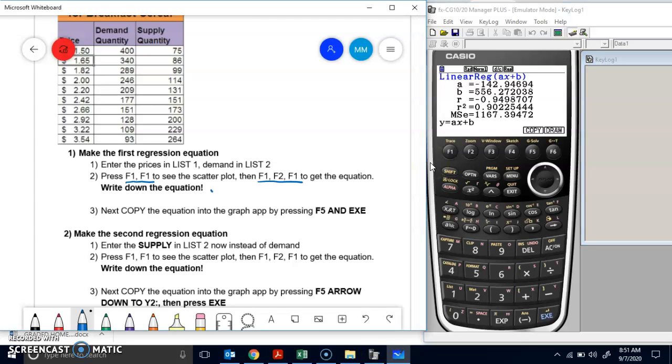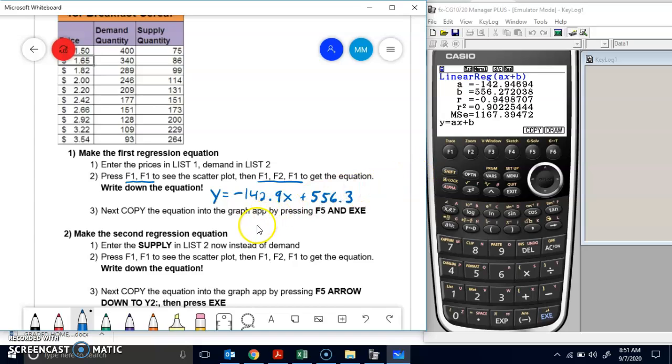Now I need you to write this down on your homework sheet. So when you do your homework, make sure you're writing down the equations the calculator is giving you. Some of these steps are going to be done only on the calculator. Other things you have to make sure you write down to get full credit. So we're going to write this equation down. Just going to go one decimal place. That's sufficient for this one.